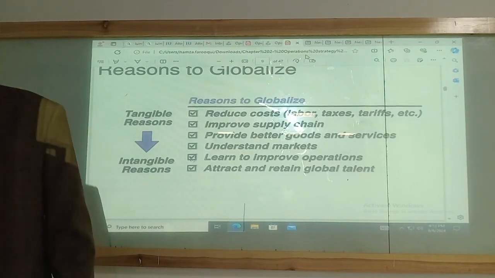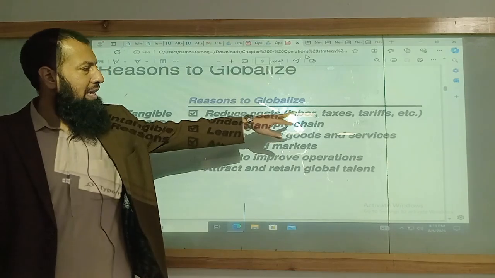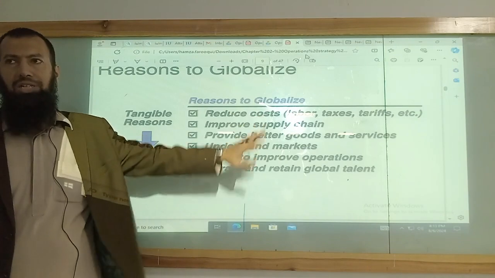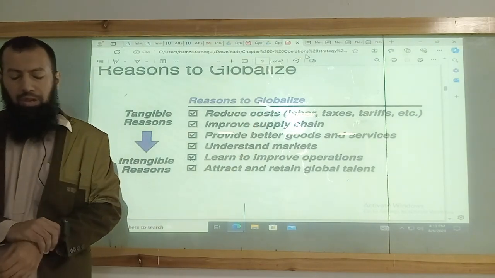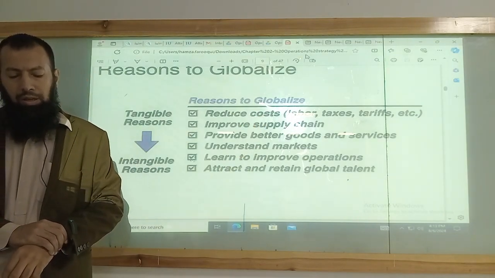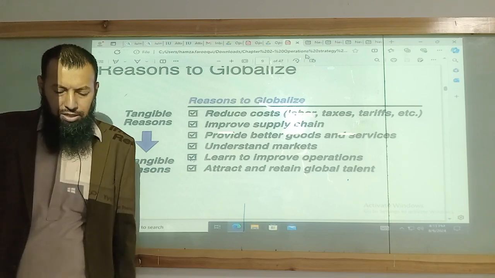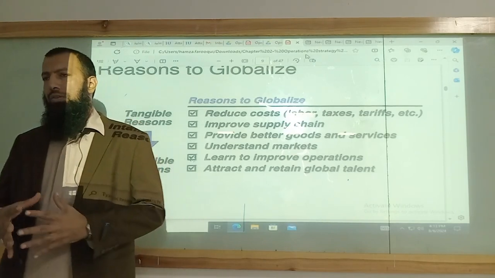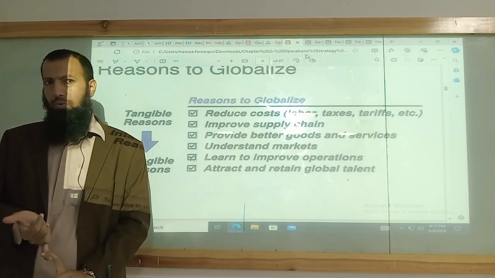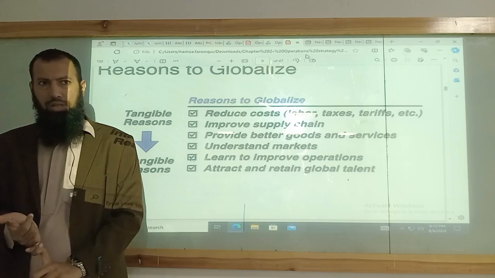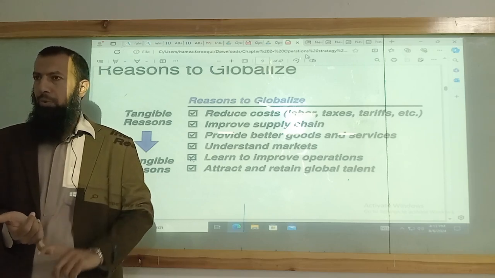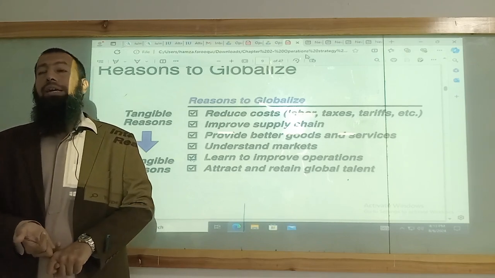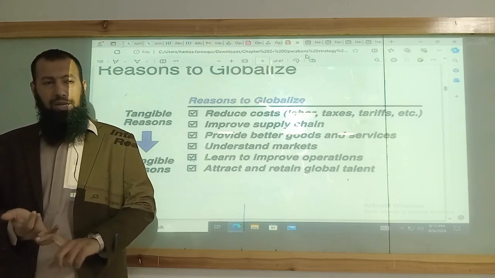Okay, we talked about the labor, taxes and tariffs. Now we are talking about the improved supply chain. You see, improved supply chain: we just discussed the concept of Boeing, in that their supply chain was improved by getting the technology, the components, and the raw material from other parts of the world, wherever it is being made at its best.